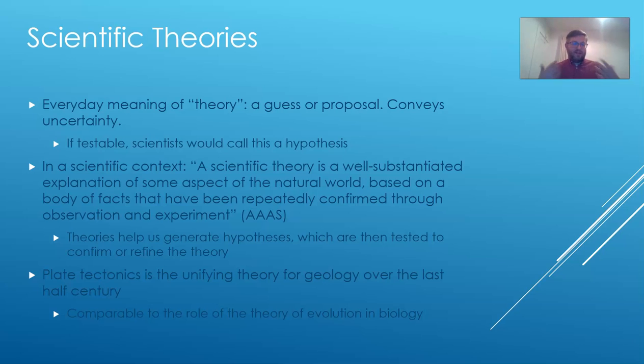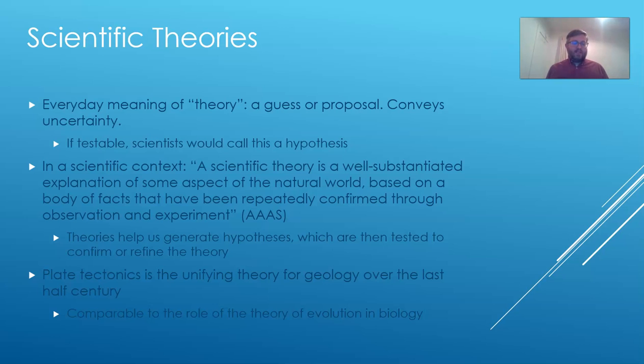The only way that a theory is going to get overturned is if we come up with a better theory that explains all of that existing evidence and some additional evidence that the old theory couldn't cope with. So a theory can help us generate a hypothesis, and then we can test that hypothesis, and that will either confirm the theory or help us refine the theory and improve it as we move forward.